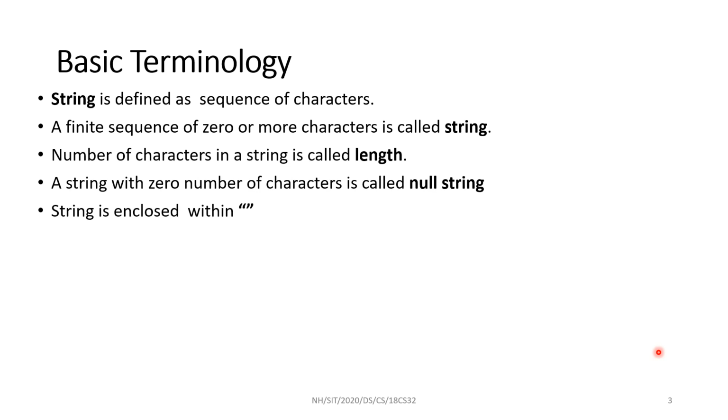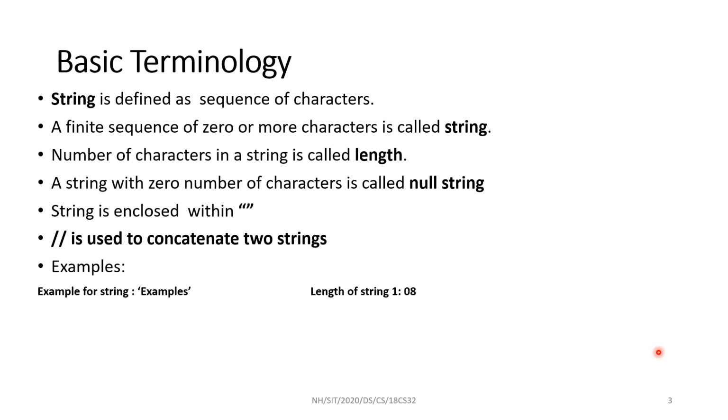Here we use double quotes to represent a string. To indicate joining operation, joining of two strings, we use two slashes. It is not particular to any particular programming language. Generally, two slashes indicate concatenation or plus indicates join operation. This is an indication of join operation or concatenation of two strings.